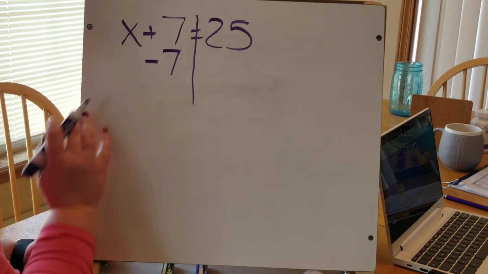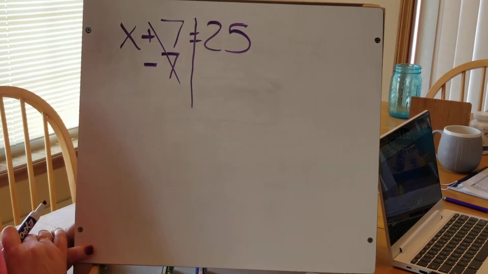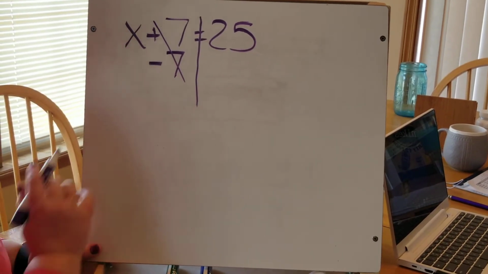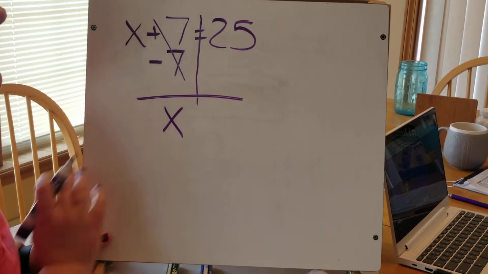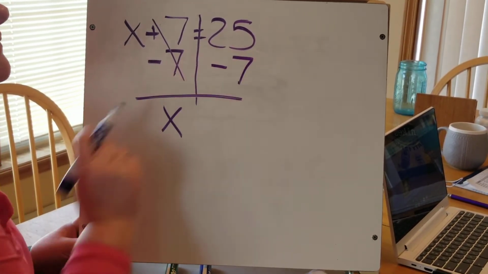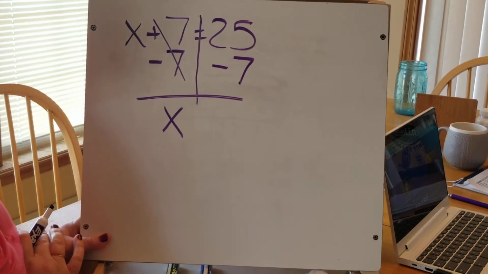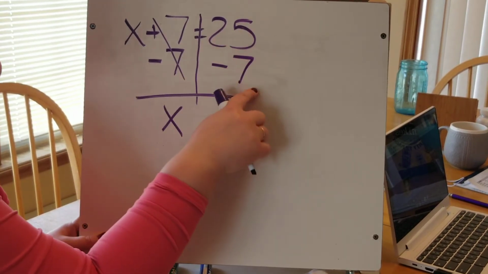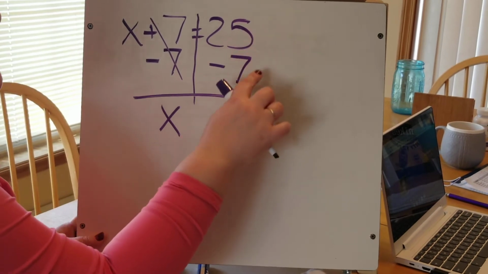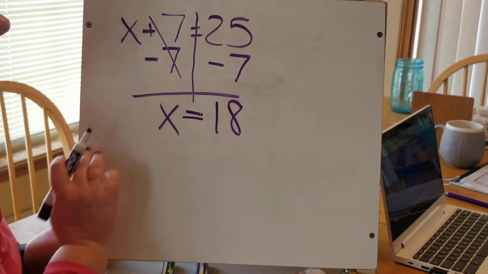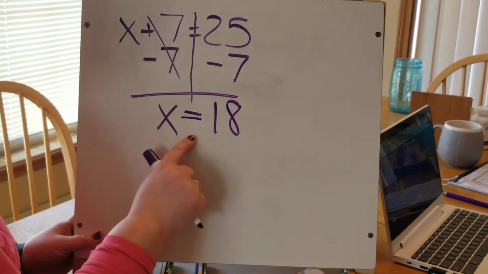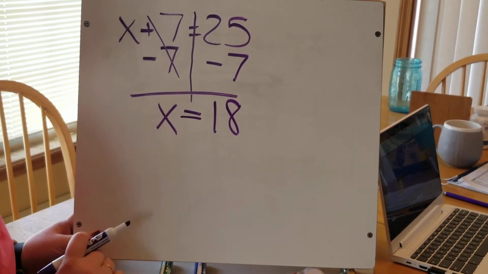When I subtract 7, they cancel out because 7 minus 7 is 0, and I have x on the left side. I also have to do the subtracting 7 on the right side because if I do it to one side, I have to do it to the other. 25 minus 7 is 18. So now I can say that x equals 18. That's a basic addition problem.